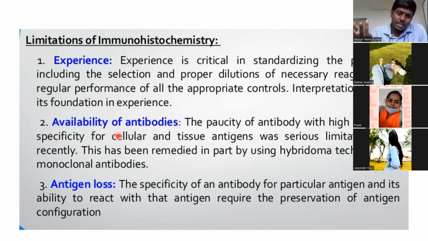And also the cost of the test is really high, because we already know how we prepare antibodies, right? We do that by hybridoma technology. We inject an antigen into a rat, and from the rat we take antibodies. Those plasma cells are fused with cancer cells. It's a very big deal. So it is costly. We need experience. There is a possibility of antigen loss, and non-availability of antibodies. These are a few limitations of immunohistochemistry. So this is all about the limitations of immunohistochemistry.